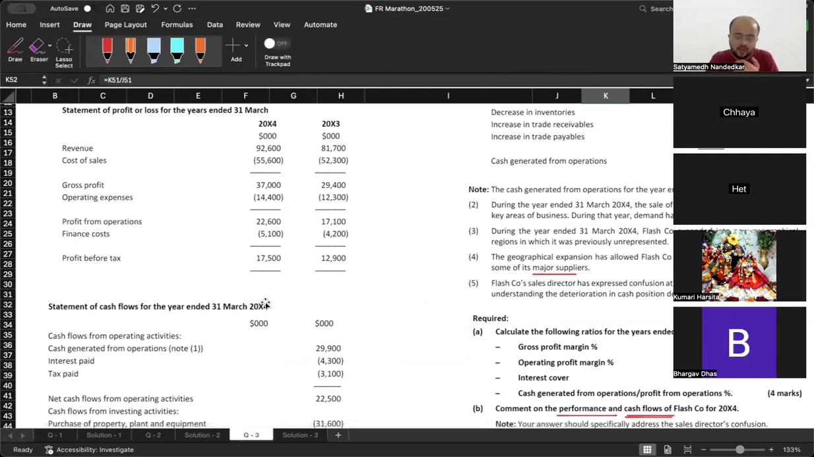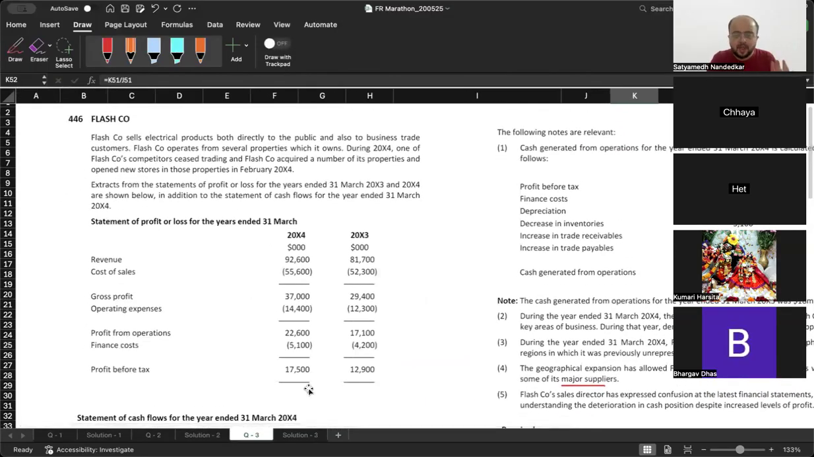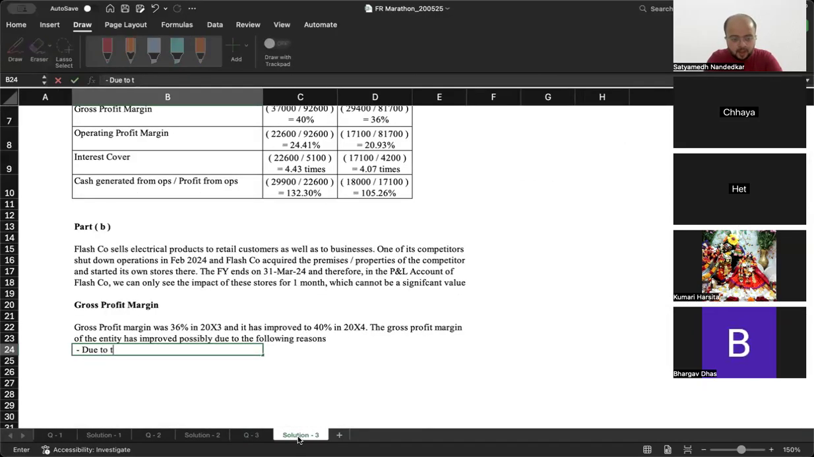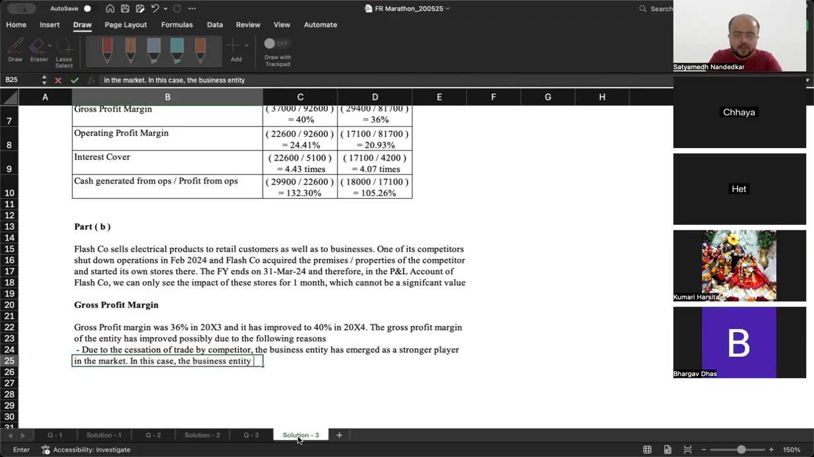First thing is that after the competitor has gone out and you have taken over the properties, competition is less, so you will be in a position to charge higher price due to the cessation of trade. Stopping of trade के लिए another word is cessation of trade. Due to cessation of trade by the competitor, the business entity has emerged as a stronger player in the market.